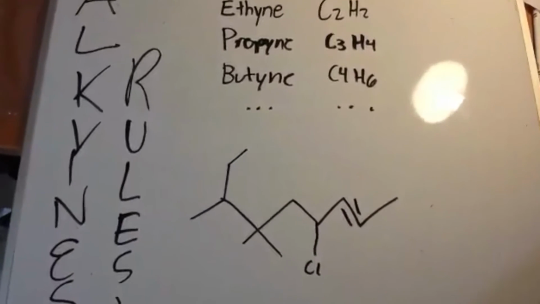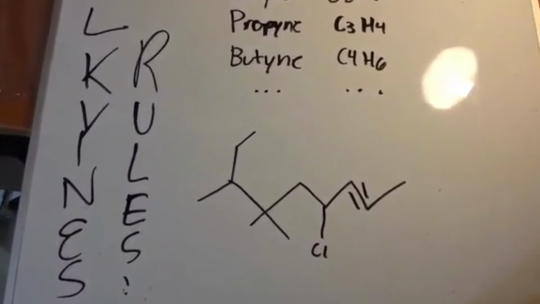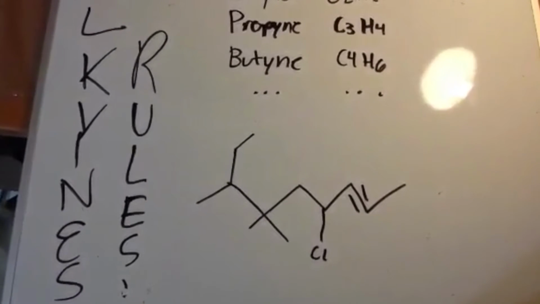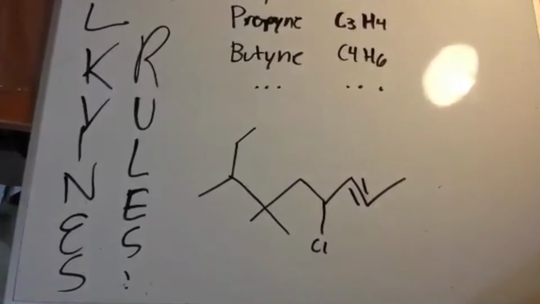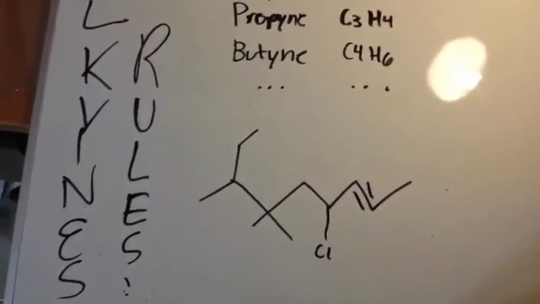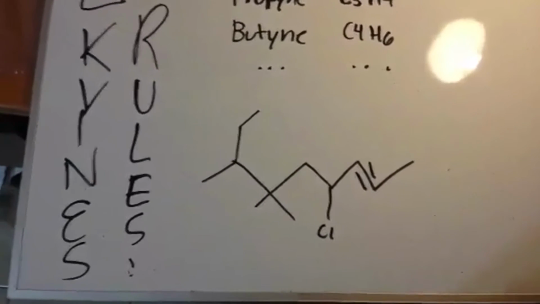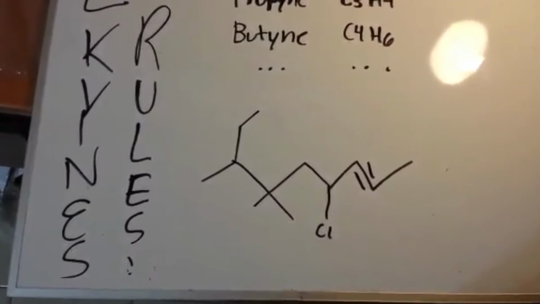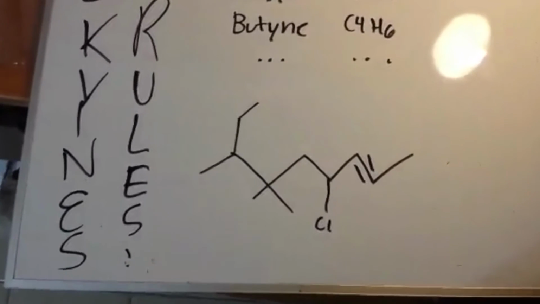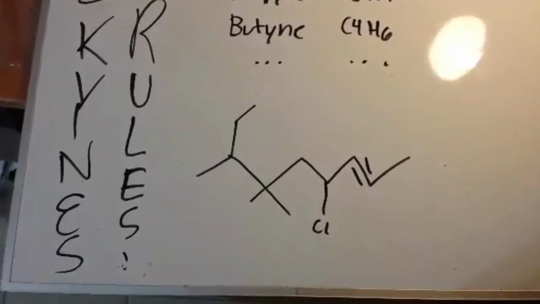After numbering the longest chain with the lowest number assigned to the alkyne, label each of the substituents at its corresponding carbon. While writing out the name of the molecule, arrange the substituents in alphabetical order. If there is more than one of the same substituent, use the prefixes di, tri, and tetra for 2, 3, and 4 substituents respectively. These prefixes are not taken into account in alphabetical order.